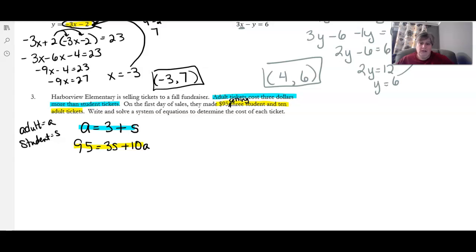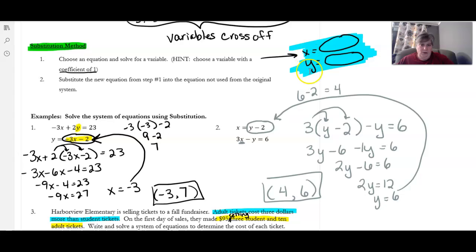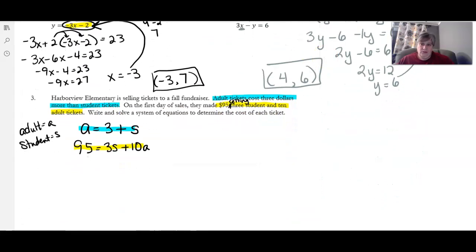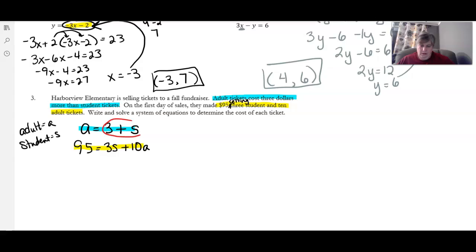Okay, so now let's look at our steps. Our first step is to get an x or y equals. Well, we have A and S. So I'm going to circle this. Oops, red. And so I'm going to take that and I'm going to plug it into my next equation for A. Okay, I would like you guys to try and solve this problem. And when you think you have it, go ahead and press play so you can check your work.